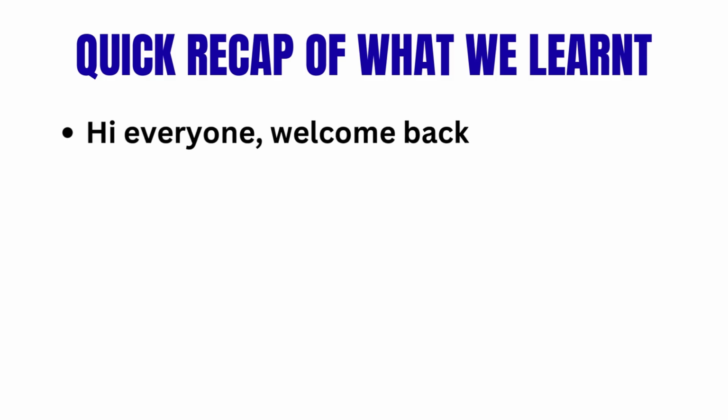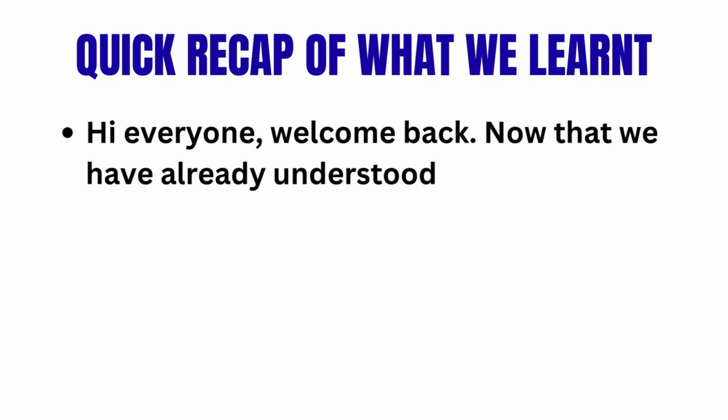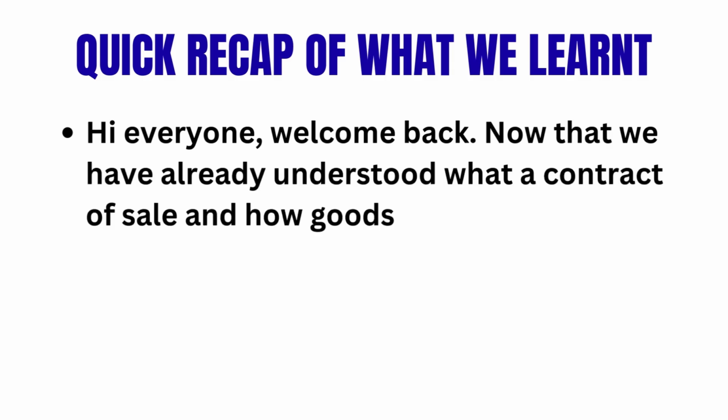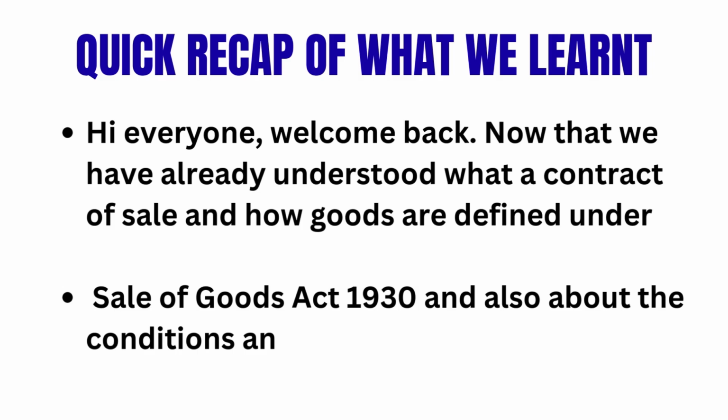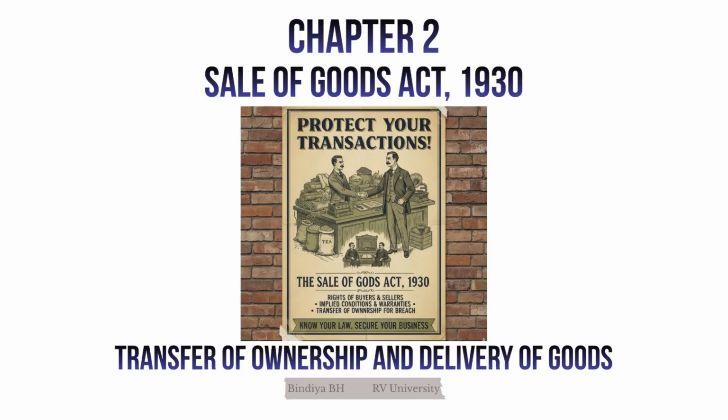Welcome back. Now that we have already understood what a contract of sale is and how goods are defined under the Sale of Goods Act 1930, and also about the conditions and warranty, the next question is, when does the ownership in goods pass from the seller to the buyer? This is an extremely important question because ownership, that is, property in goods, decides who bears the risk of loss, who can sue a third party for damage to goods, and who has the right to claim delivery.